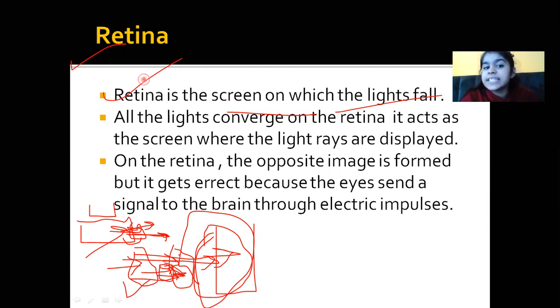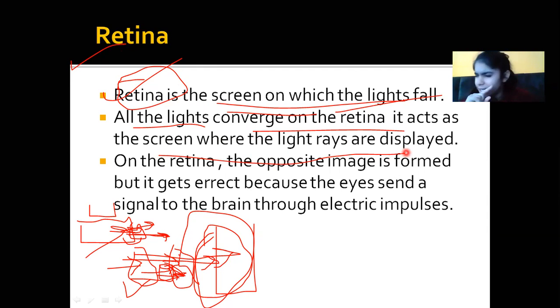Okay, so the retina is the screen where your image forms. The retina is the screen on which the light falls and the image forms. All the light converges on the retina. It acts as the screen where the light rays are displayed. But whatever image is formed is inverted. The image that forms is inverted.